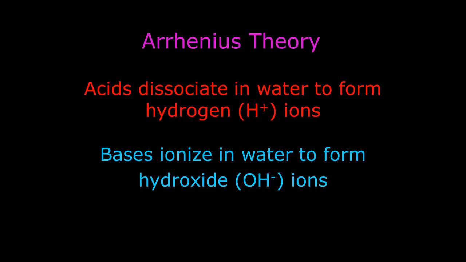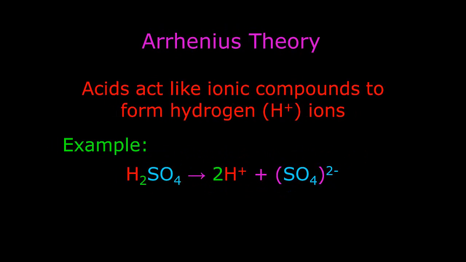Now let's talk about some acid-base theories. The Arrhenius Theory states that acids dissociate or break apart in water to form hydrogen ions. A hydrogen ion is an H+ ion. Bases ionize in water to form hydroxide or OH- ions. Acids act like ionic compounds to form hydrogen ions.